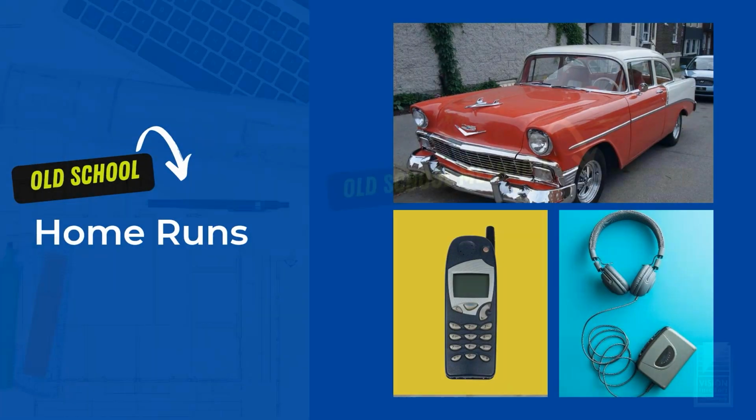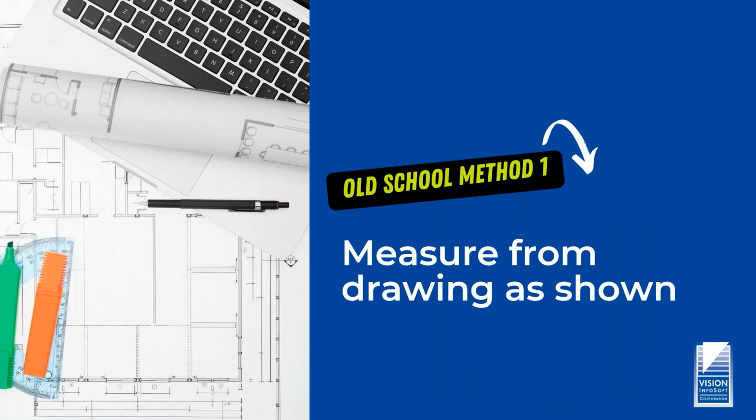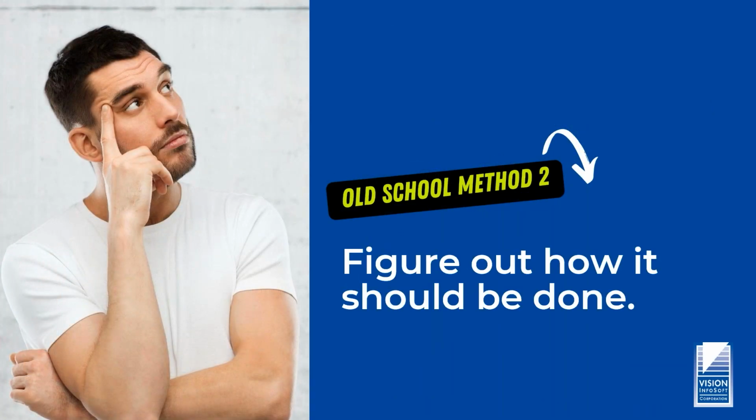So again, the old school way to do home runs is to measure them on the drawing the way they're shown. And if they're not shown, you can figure out how you think it should be done. Can't tell you how many times I've sat down with estimators and they say, well, here's how I want to take out my home runs. And they're thinking, I'm the electrician out in the field. I'm thinking about what's the best way to do it.